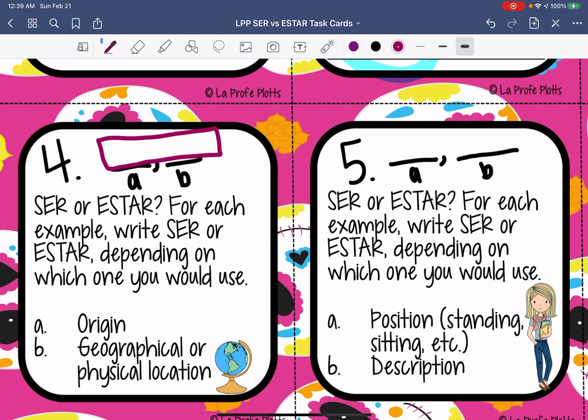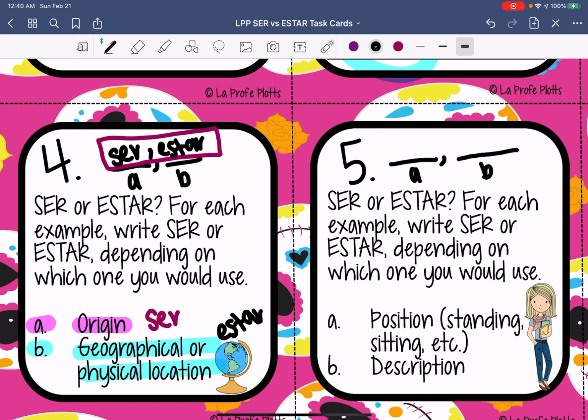We have A, origin, and B, geographical or physical location. If you think that A has to do with the verb ser, then you are going to write or type ser with a comma in between. And if you think that your letter B is estar, then you're going to write estar after the comma.